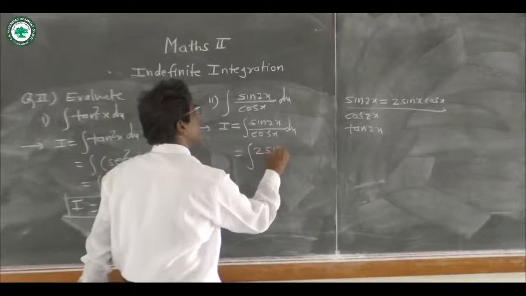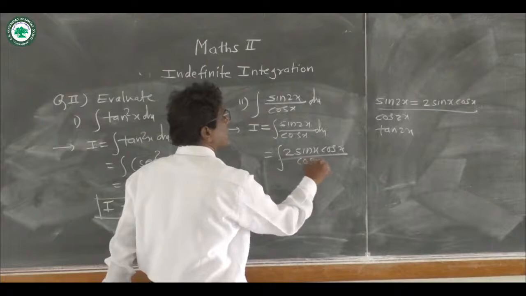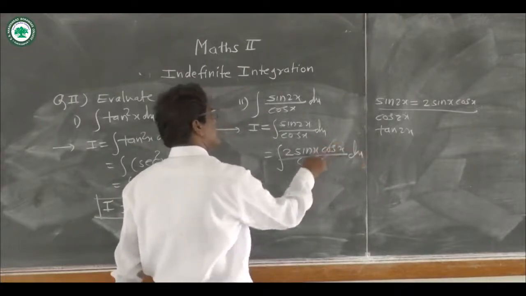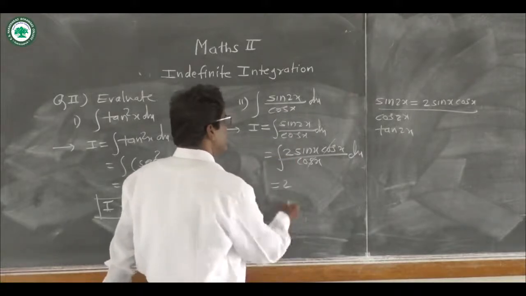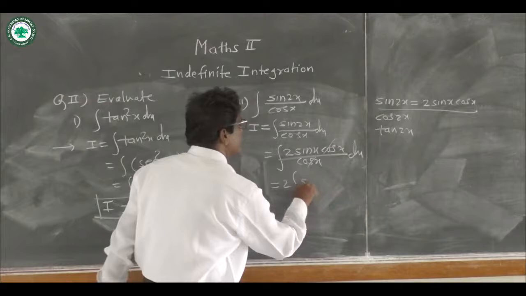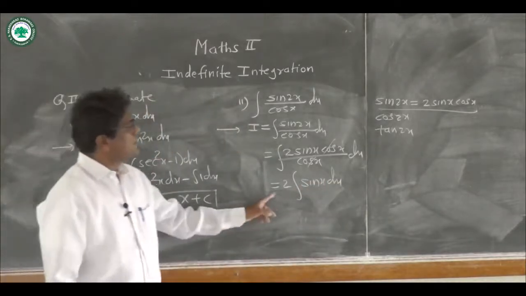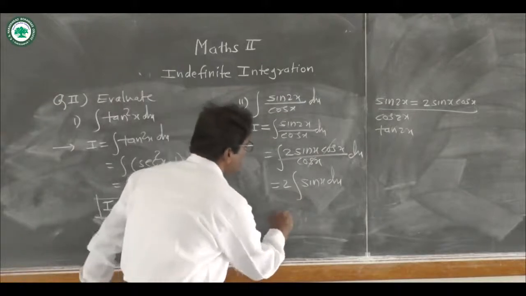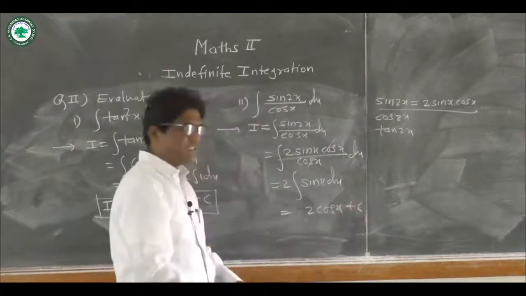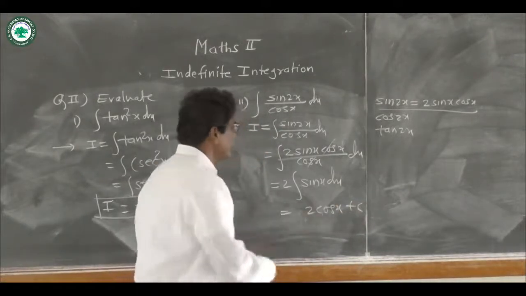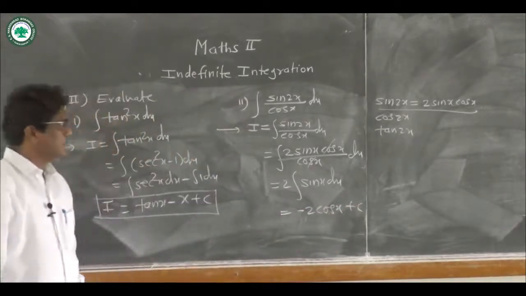So sin of 2x is 2 times sin x cos x, divided by cos x dx. Now this cos x and cos x get cancelled. This 2 is a constant, take it outside the integral. So 2 into integration of sin x dx. Integration of sin is minus cos. So 2 into cos x plus constant of integration, but the answer starts with a minus sign, so take minus here. So minus 2 cos x plus constant of integration.